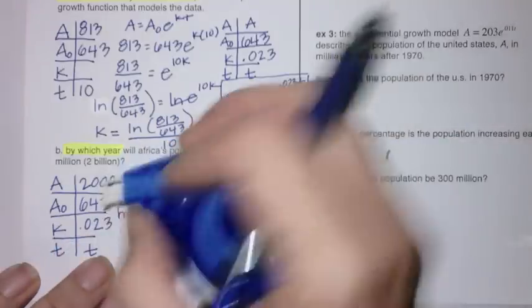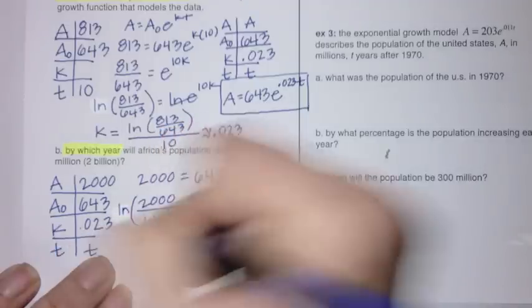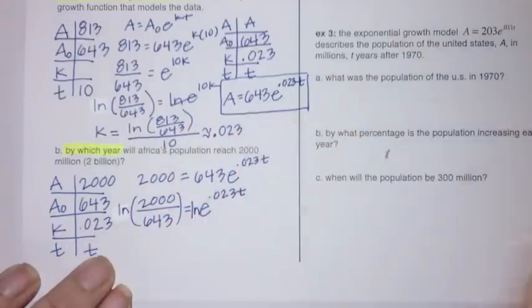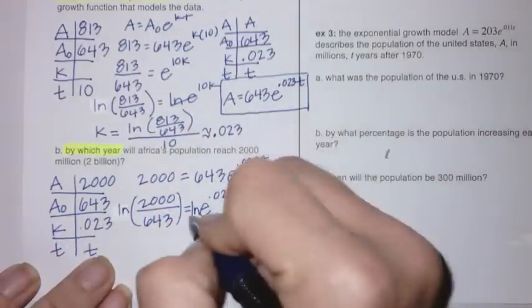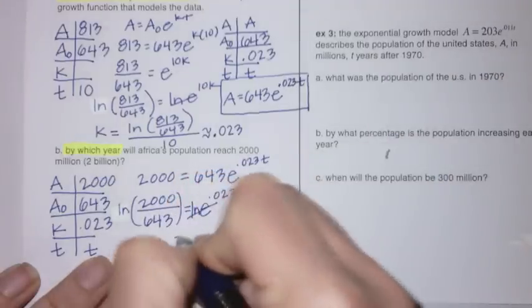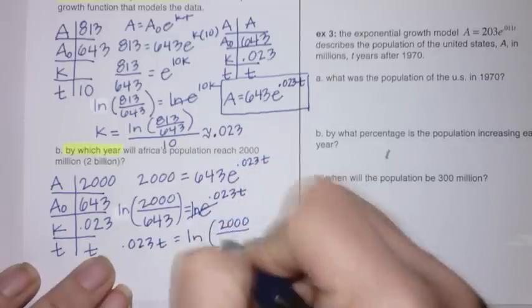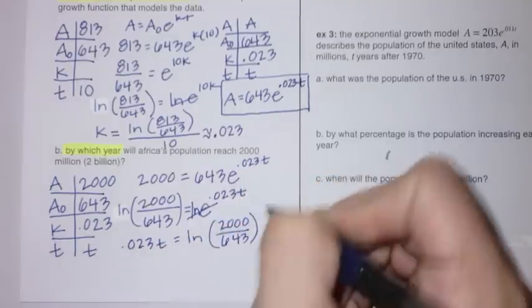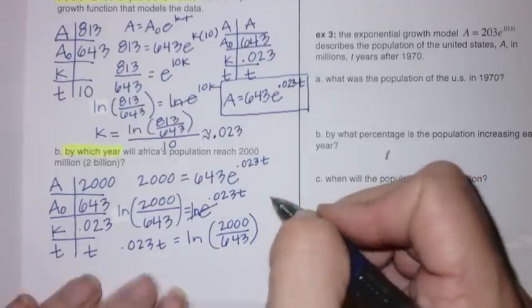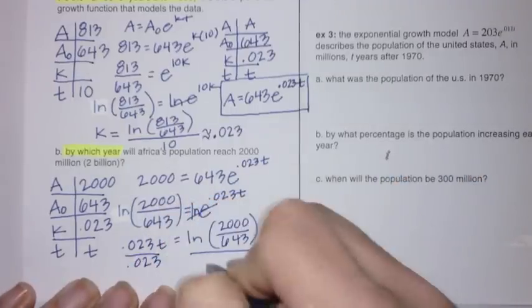I did it again. And then these are going to undo each other. So I get 0.023t equals the natural log of 2,000 divided by 643. And then I'm going to divide that out. Don't mind my dogs. Somebody's walking by.